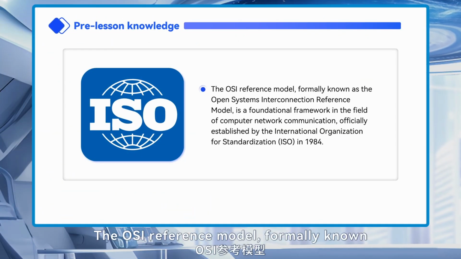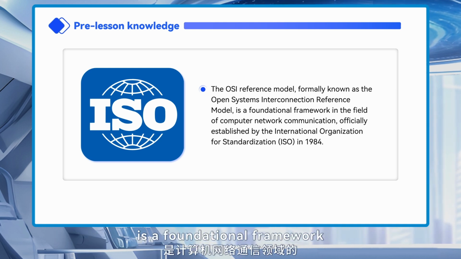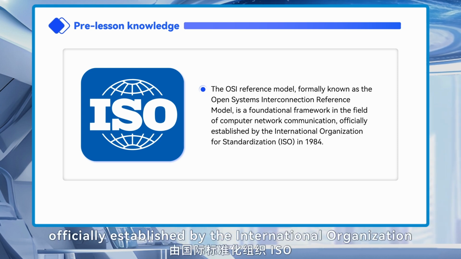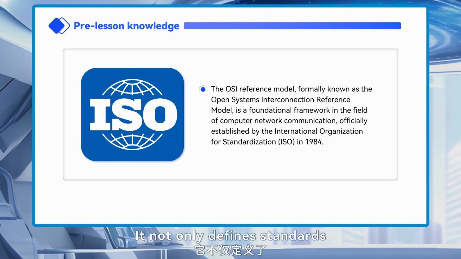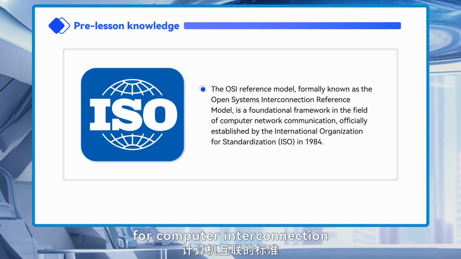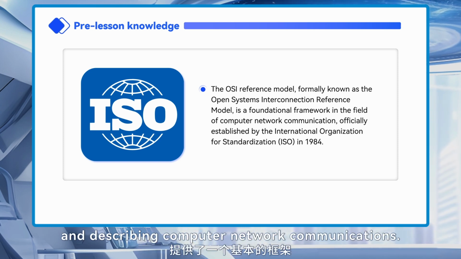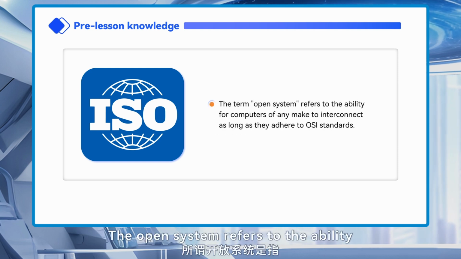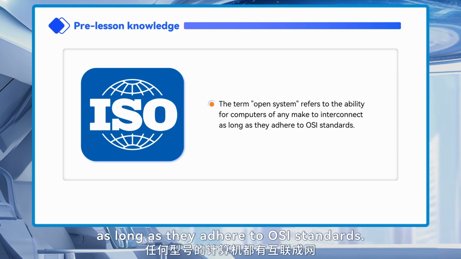The OSI Reference Model, formerly known as the Open Systems Interconnection Reference Model, is a foundational framework in the field of computer network communication, officially established by the International Organization for Standardization, ISO, in 1984. It not only defines standards for computer interconnection but also provides a fundamental framework for designing and describing computer network communications. The open system refers to the ability for computers of any make to interconnect as long as they adhere to OSI standards.